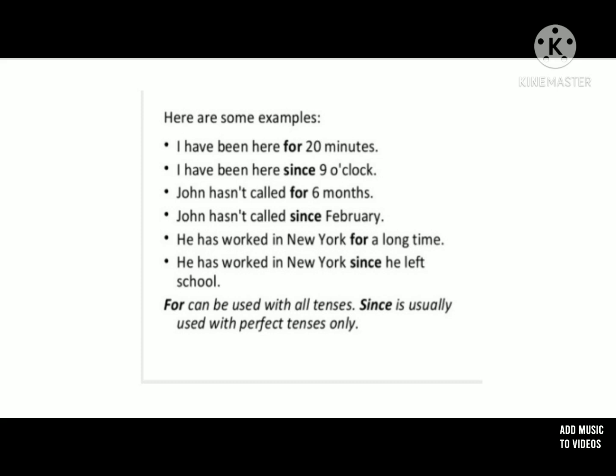He has worked in New York for a long time. He has worked in New York since he left school. So you can have a better understanding that for is used to express the duration and since is used to express the particular point in the past. And also, for can be used with all tenses. Since is usually used with perfect tenses only.